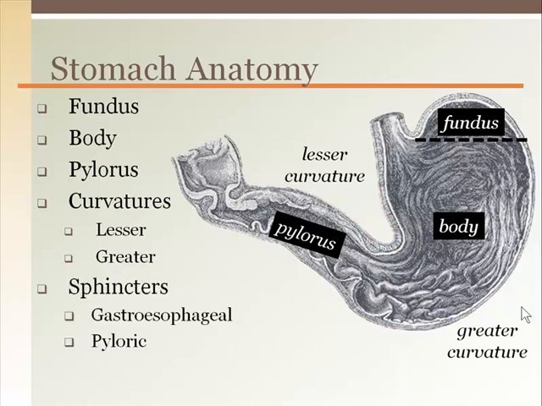Two sphincters control the entrance and exit of food to and from the stomach. The gastroesophageal sphincter, also known as the lower sphincter, opens to allow food to enter. The pyloric sphincter is between the stomach and the first part of the small intestine, called the duodenum.